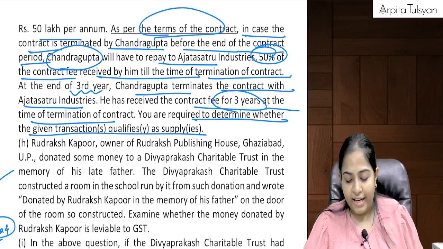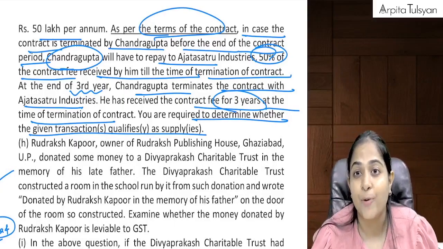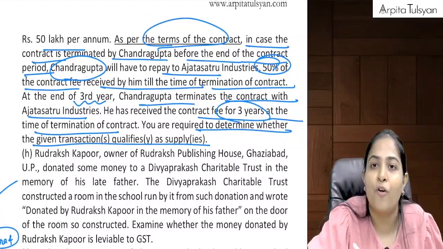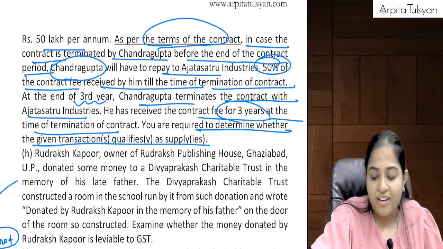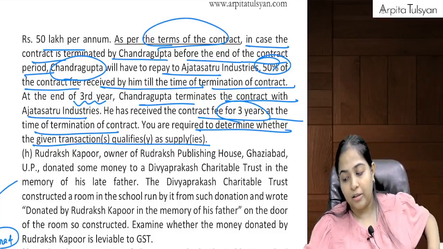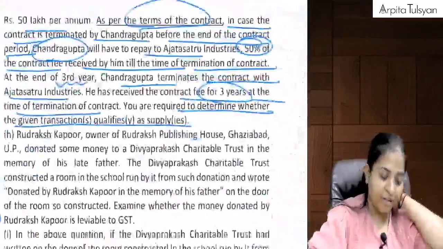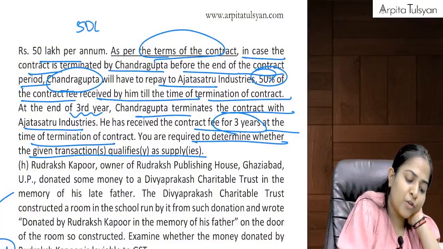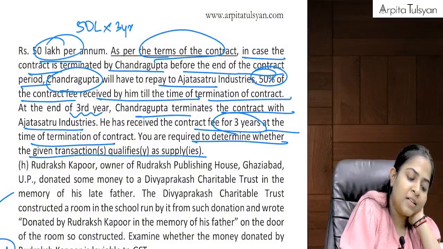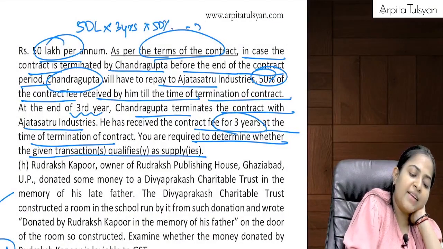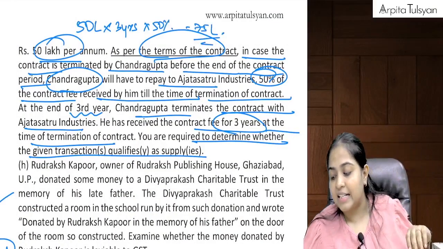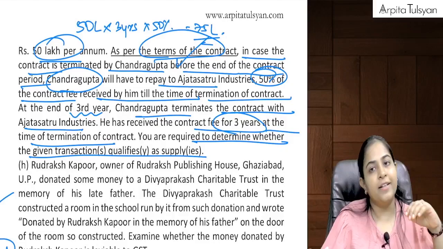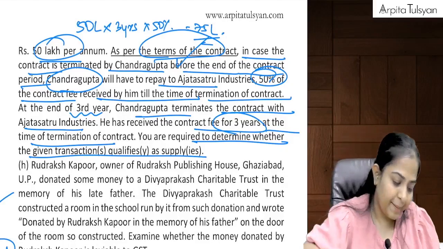So here we have already studied: can we say there is an underlying contract going on here? And now because of its termination, we are tolerating an act of termination for which we are getting a consideration. How much is the 50% to be paid? He received it for 3 years, and 50 lakh is per annum. So 50 lakh multiplied by 3 years and multiplied by 50%, that is 75 lakh. 75 lakh is the consideration we receive for tolerating an act under this particular contract. So yes, it will be considered a supply.